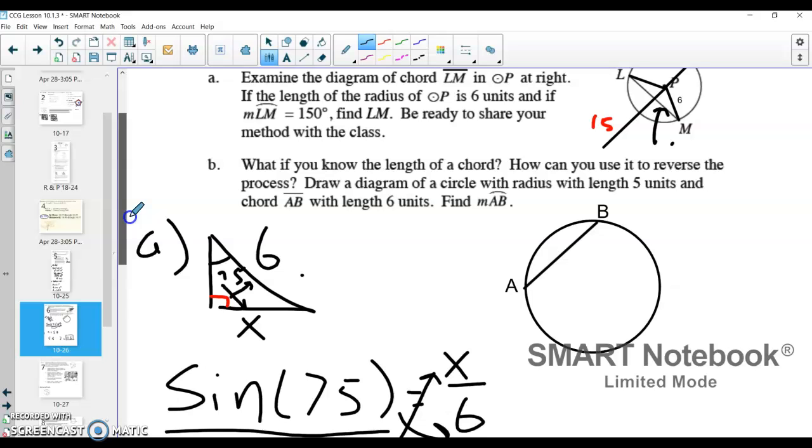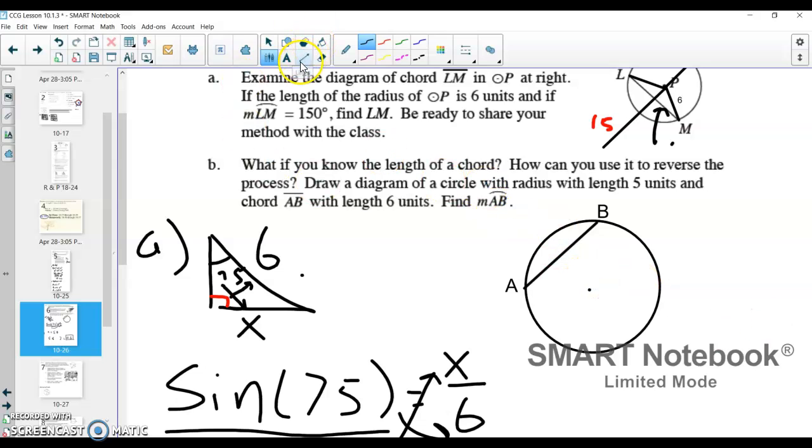So it says, what if we know the length of the chord? What if you know the length of a chord? How can you use it to reverse the process? So draw a diagram of a circle with radius 5 and chord AB that is 6 units. And so what I'm going to do here is make a point, trying to make it in the center of the circle.